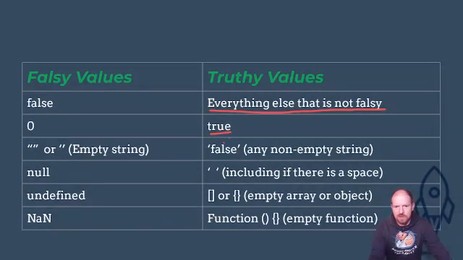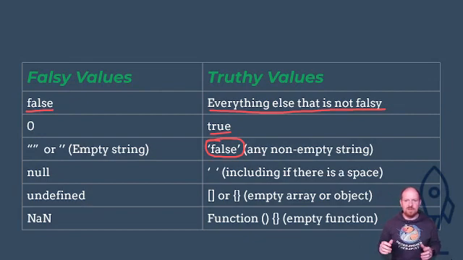Obviously, true returns true. Here's the weird one that some of you were talking about in the chat. You were like, if I type in false as a string, why does it return true? Because the computer does not know that this is false. It thinks this is false without the quotes. If you put quotes, it just knows that it's a string and it's a non-empty string. So it's true.